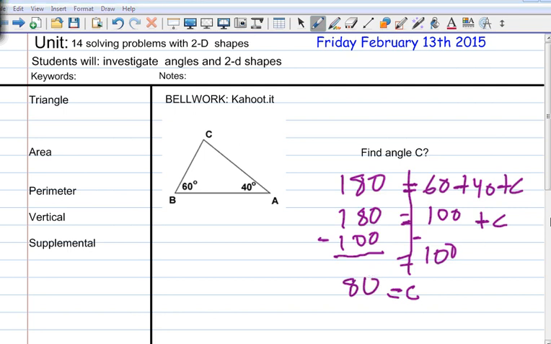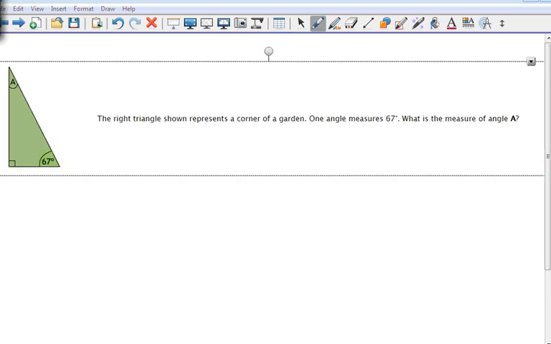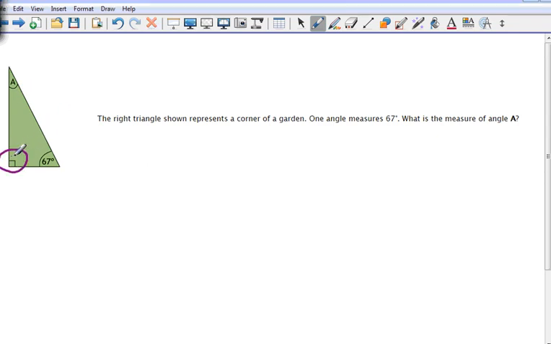All right, let's get ready for the next problem. Next problem is this. The right triangle represents a corner of a garden. One angle measures 67 degrees, right here. What is the measure of A? Keep in mind, this symbol means a certain value. Keep that in mind.